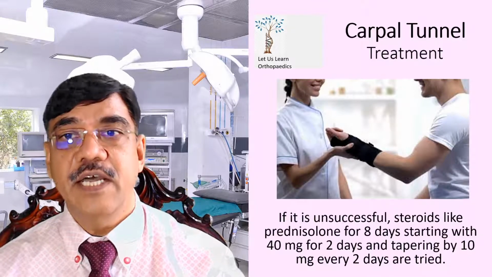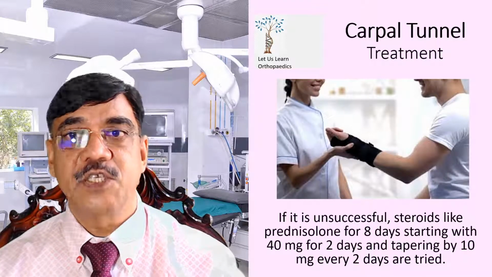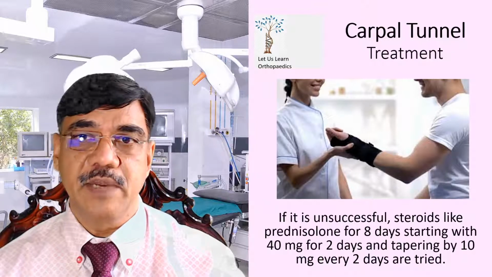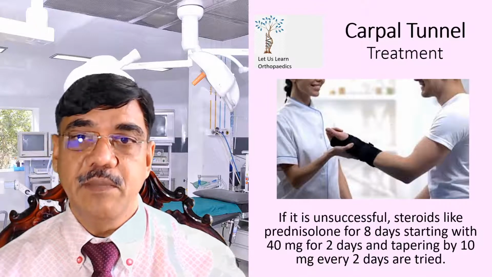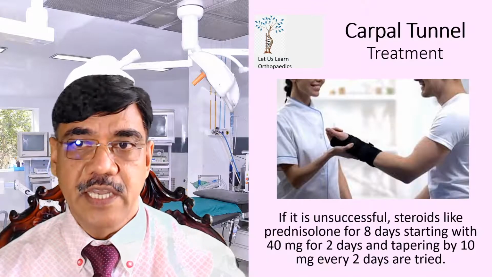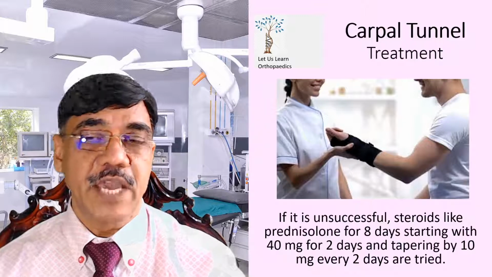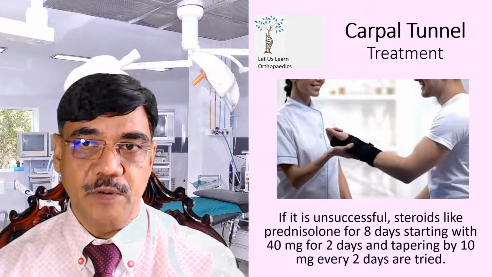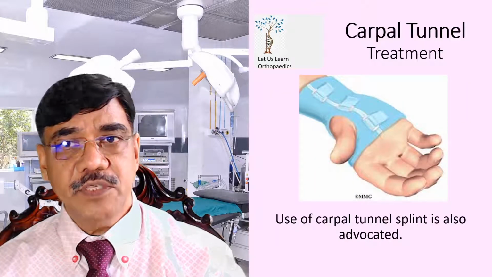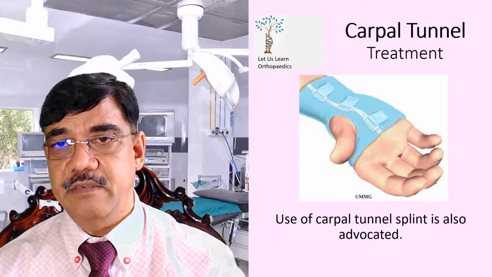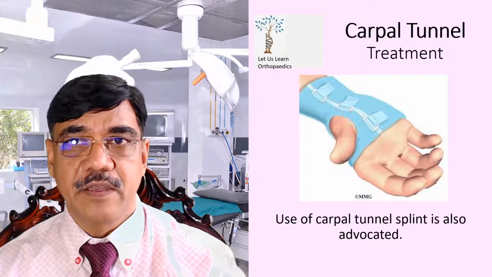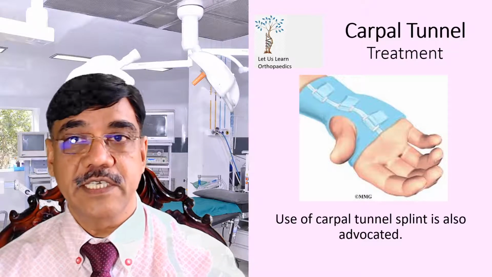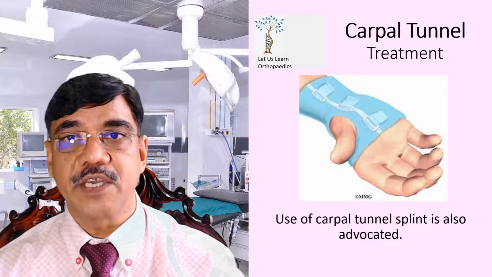Now, if it is unsuccessful, then we add steroids. Steroids like prednisolone for 8 days, starting with 40 mg for 2 days. That is 10 mg tablet QID for 2 days. Then tapering by 10 mg every 2 days. That is how we try the treatment with prednisolone. We can also use the carpal tunnel splint as shown in this particular picture. See that this carpal tunnel splint helps to keep the wrist in extension, thereby preventing crowding due to flexion.